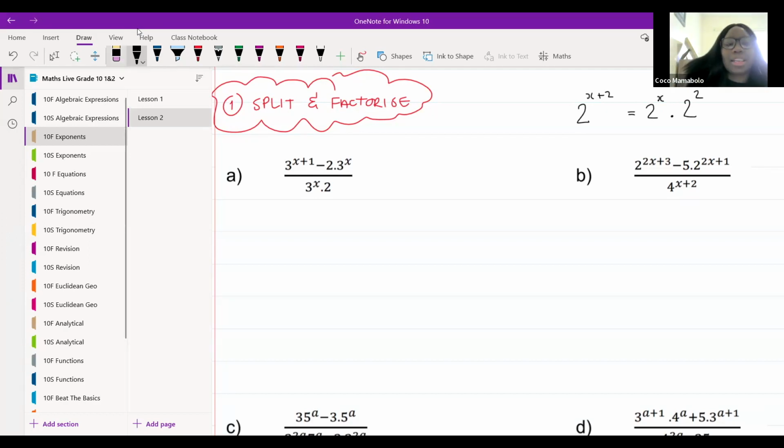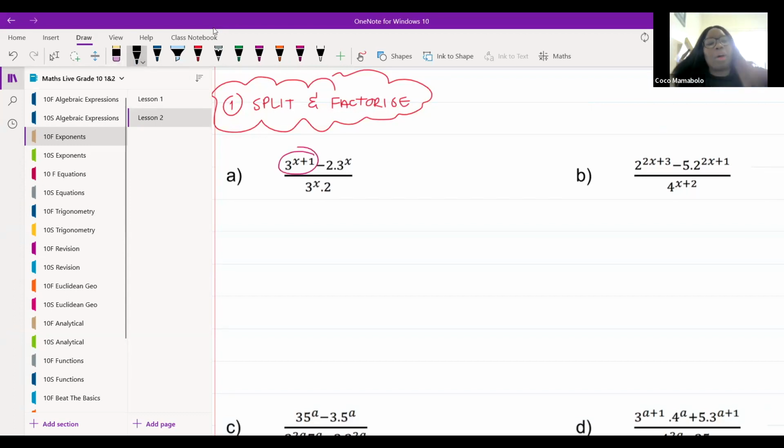Excellent. Good. Let me ask another one. If I give you 5 to the power of x minus 1, how would we split 5 to the power of x minus 1? 5 to the power of x times 5 to the power of -1. Beautiful. Yes, 100%. 5 to the power of x multiplied by 5 to the power of -1. And that's what we're trying to do here. All right, so let's go ahead and split that part.